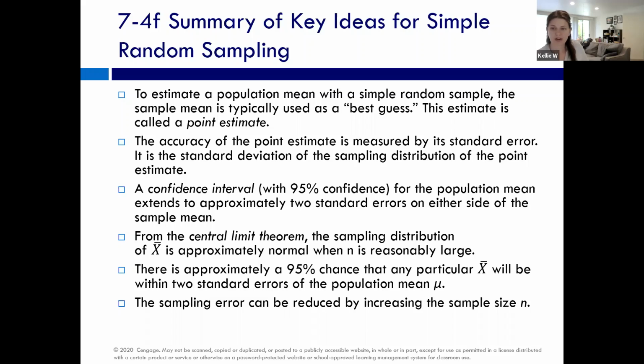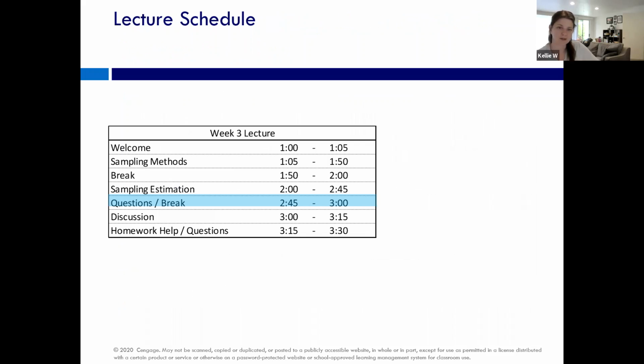From the central limit theorem, our sampling distribution of the sample mean is approximately normal when n is reasonably large. There's about a 95% chance that any particular sample mean will be within 2 standard errors of the population mean. And we can reduce sampling error by increasing sample size.